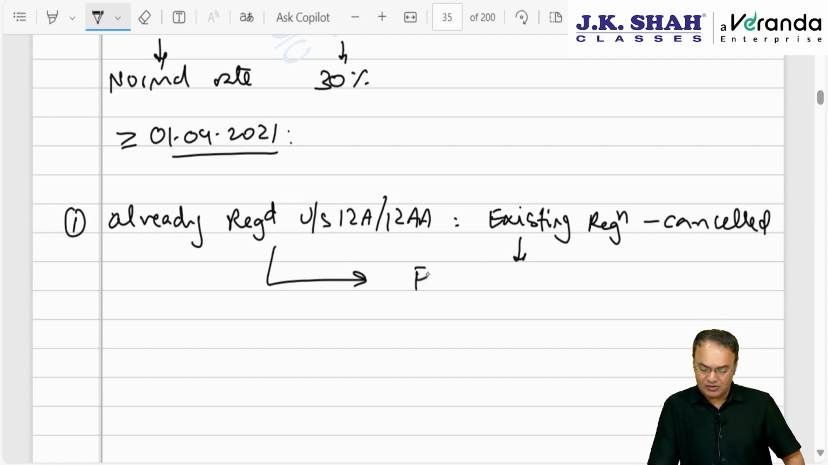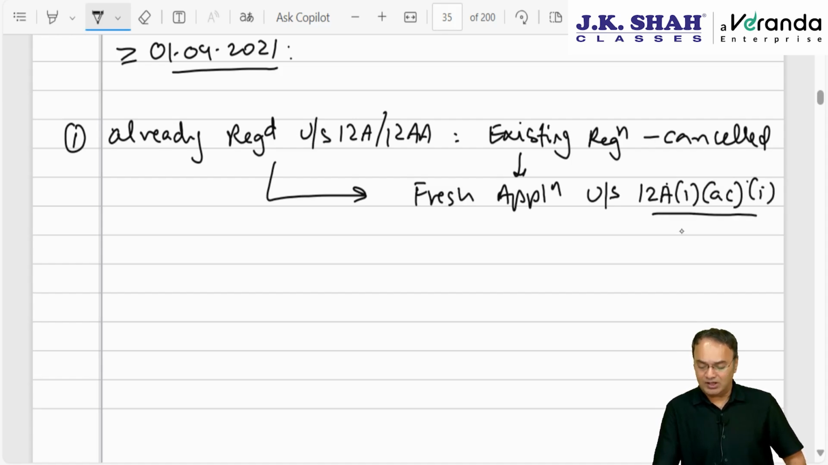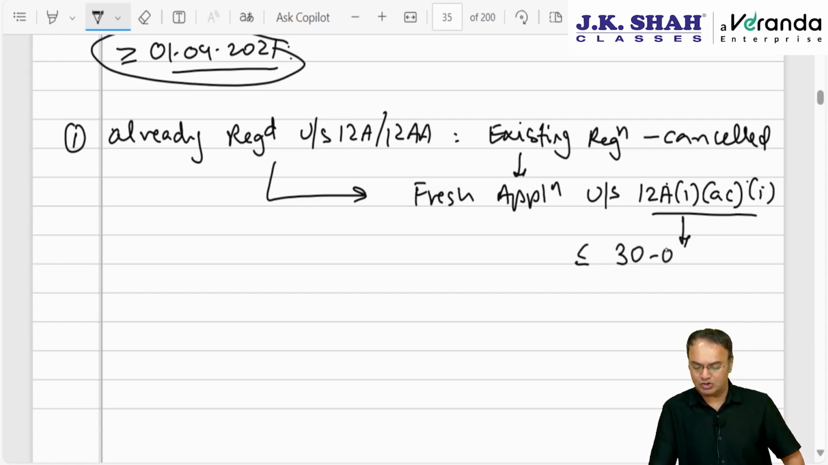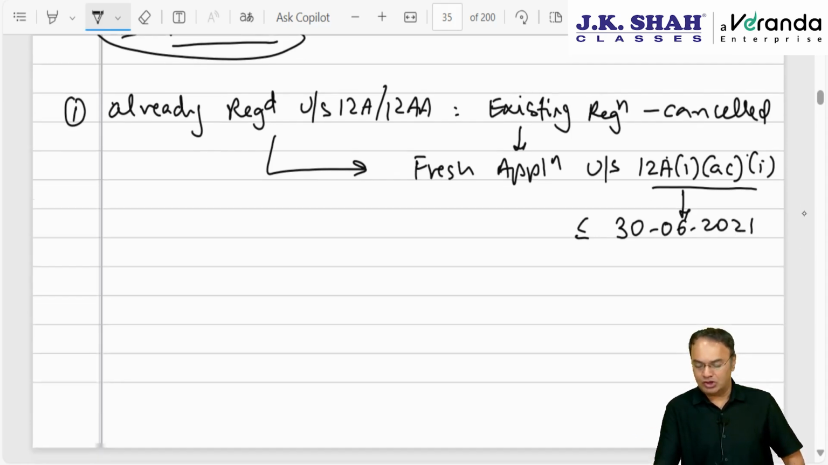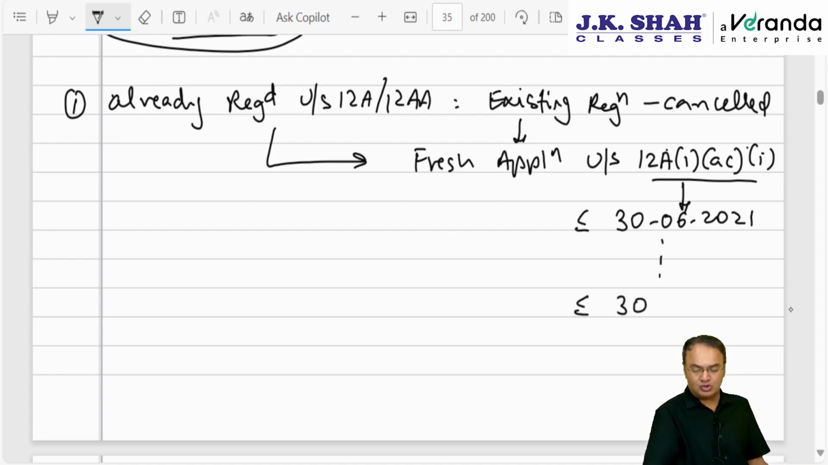Of course, registration will now be granted for 5 years. Fresh application under section 12A, subsection 1, clause (ac), subclause (i). This application had to be made within 3 months from the date of introduction of this concept, on or before 30th June 21. Most people did not apply because most people were not aware of it. So Nirmala Sitharamanji instructed CBDT to extend the date. Dates were extended multiple times. Finally, as of today, the last date is 30th June 2024.